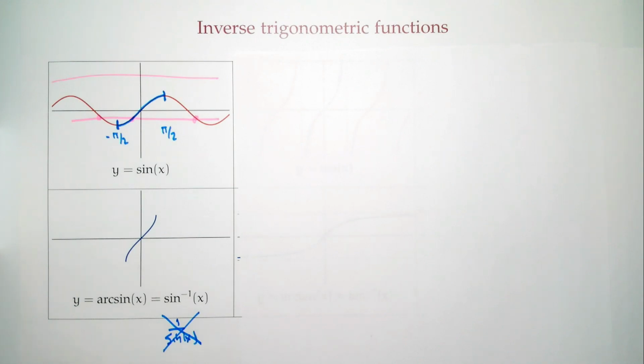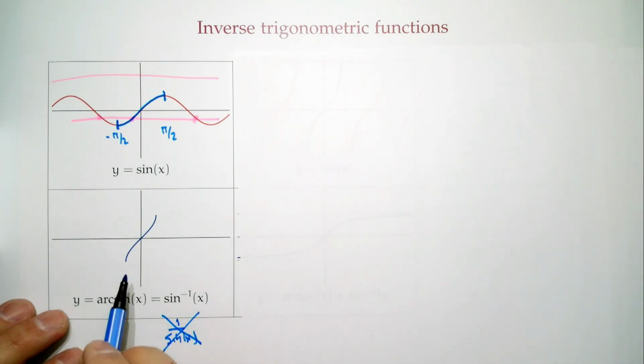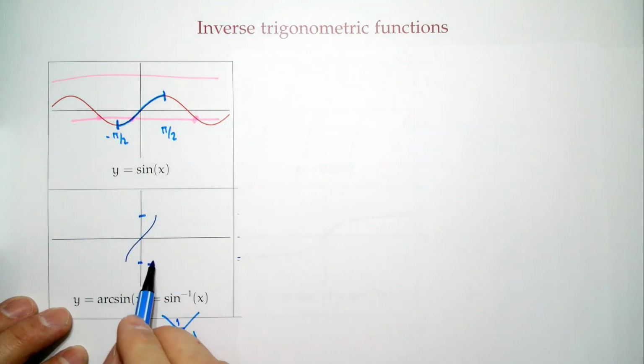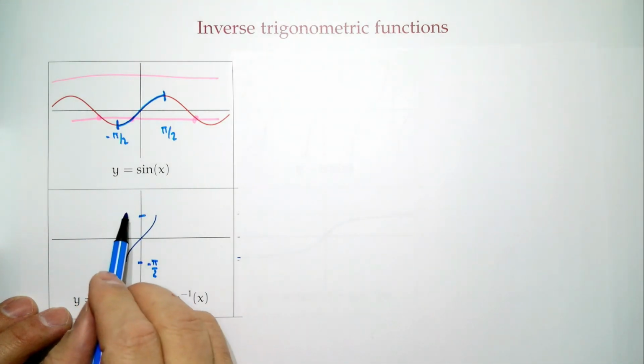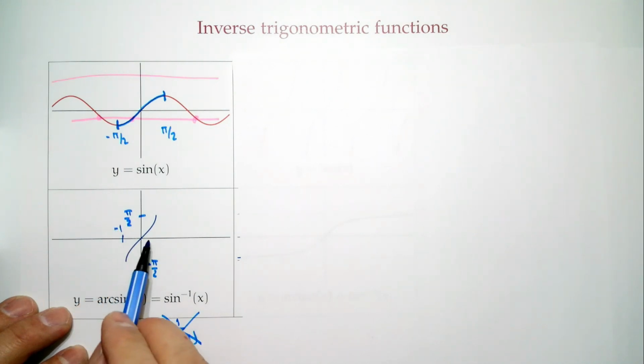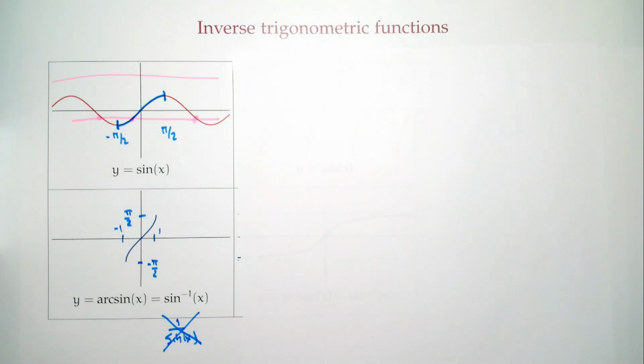So there's our sine curve. And you can actually see what happens. The range is from negative pi halves to positive pi halves. Where's the domain? What numbers can you plug into arc sine? Negative 1 to positive 1. All right. So there's our arc sine.